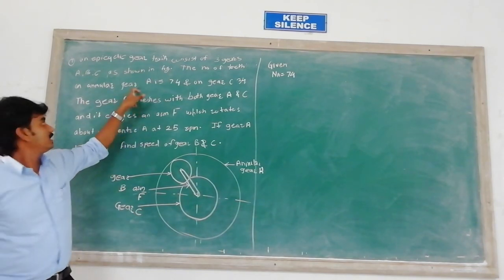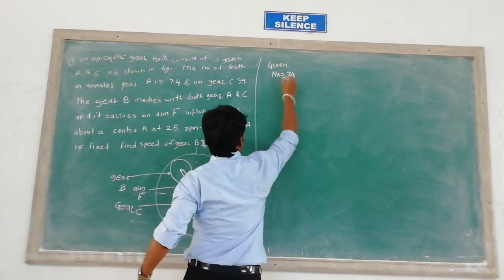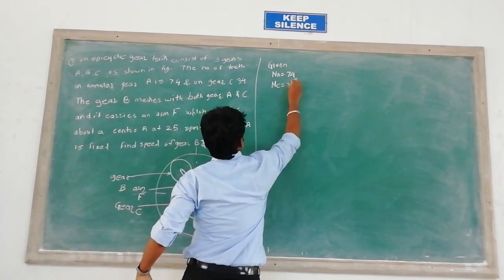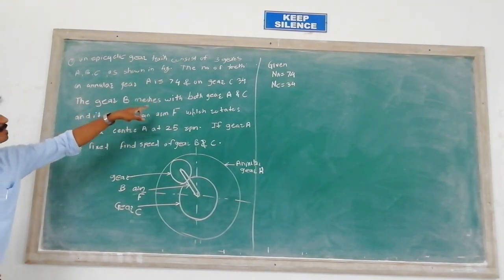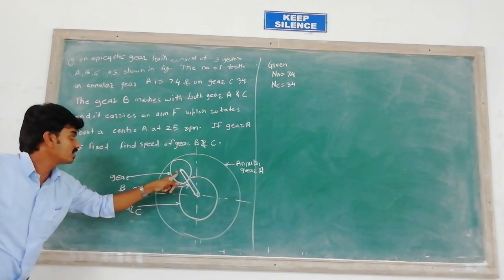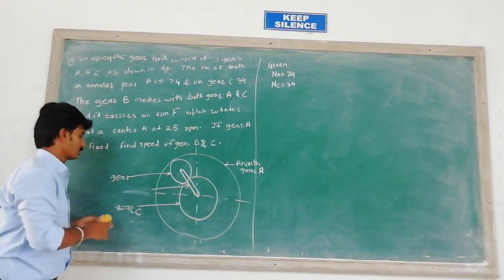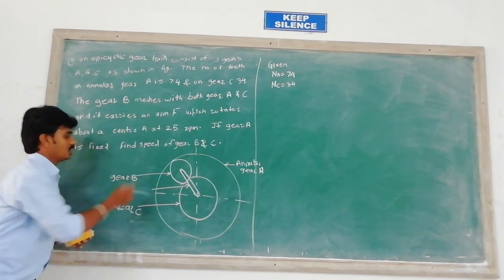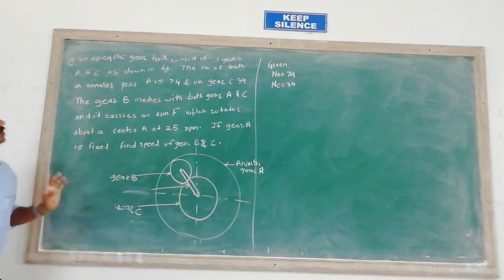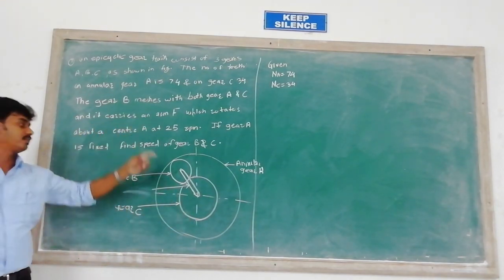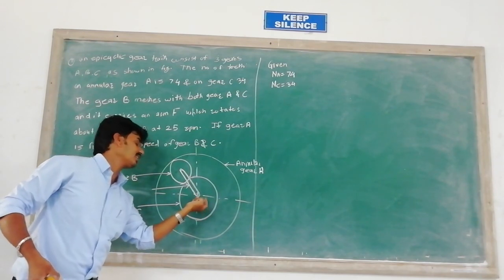Here the number of teeth on gear A is 74 and on gear C is 34. I will check this once again. Then gear B meshes with gear A and C. This is gear B, which is meshing with annular gear A and gear C also, and it carries an arm F. This is the arm F, which is joining the center of gear B and the center of gear C.